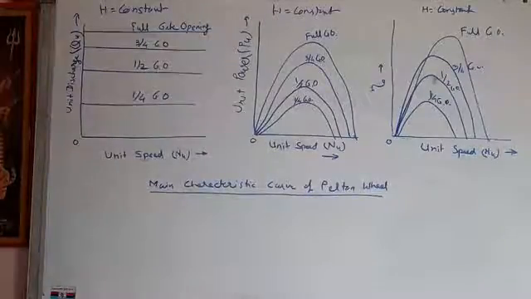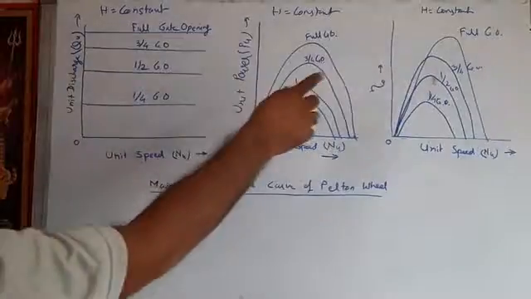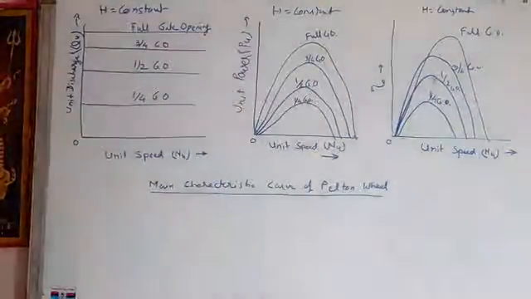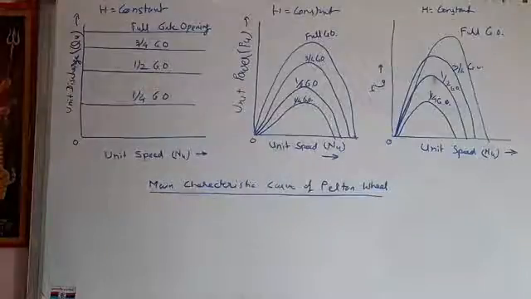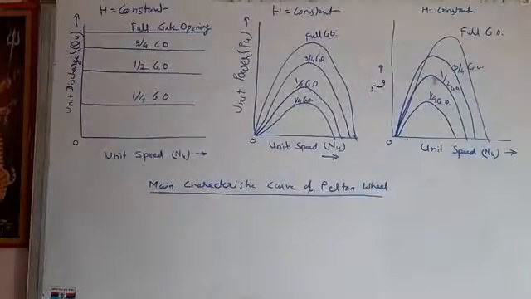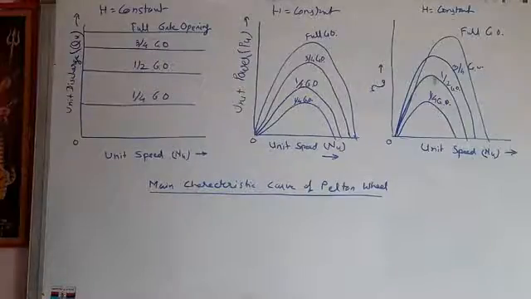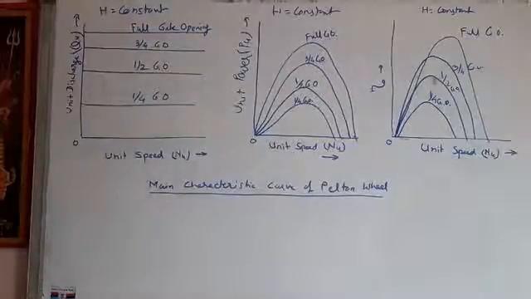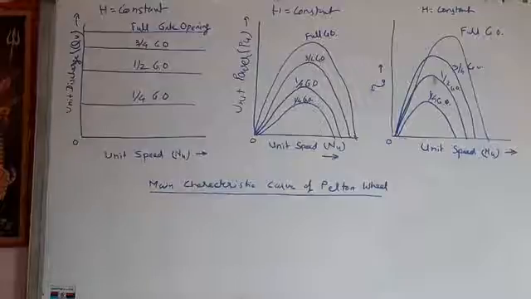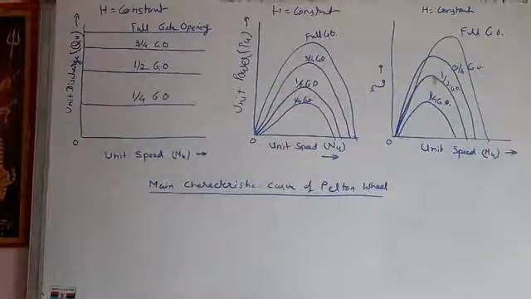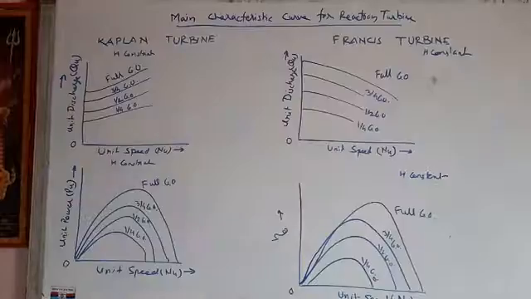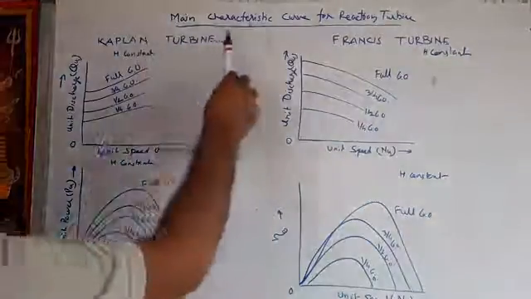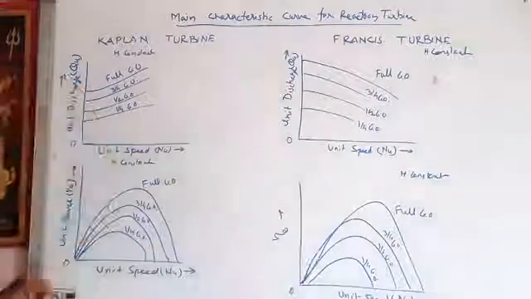By changing the gate opening, Qu, Pu and overall efficiency and Nu are determined, and taking Nu as abscissa, the values of Qu, Pu and eta overall are plotted here. Next is the operating characteristic curve or constant speed curve. This is the main characteristic curve for reaction turbine.